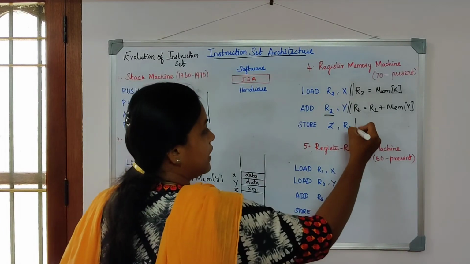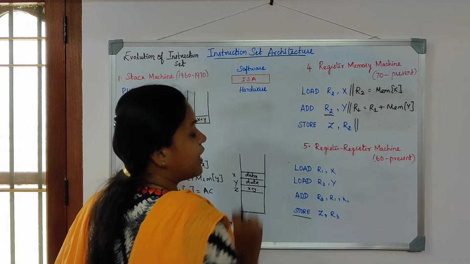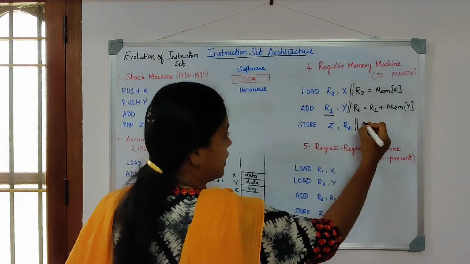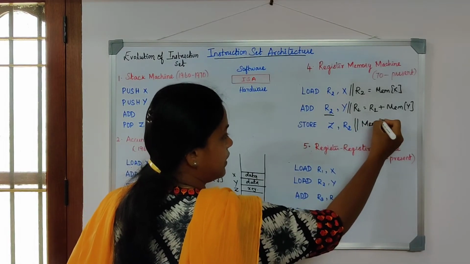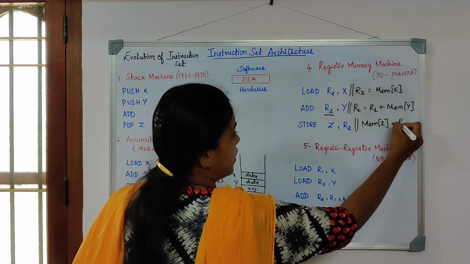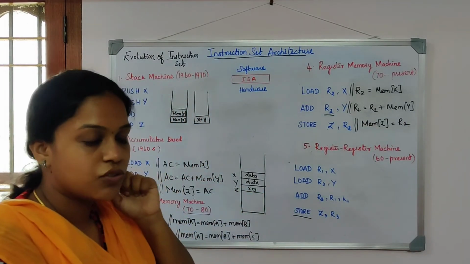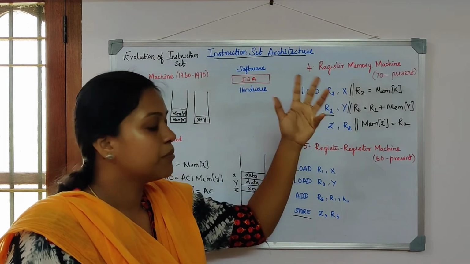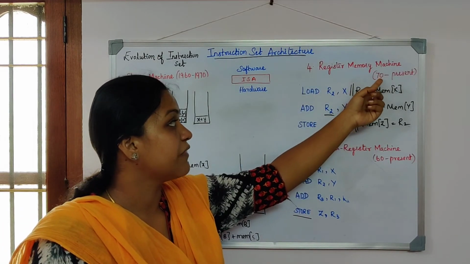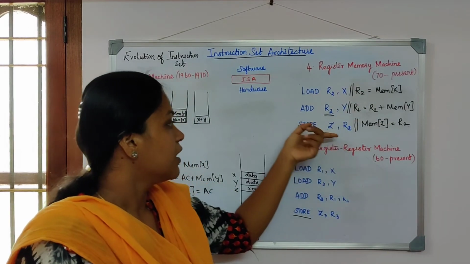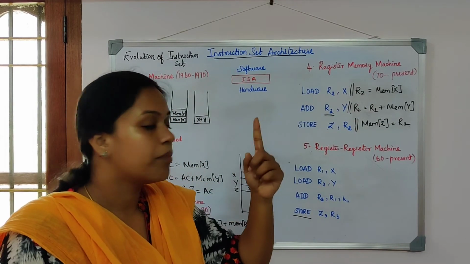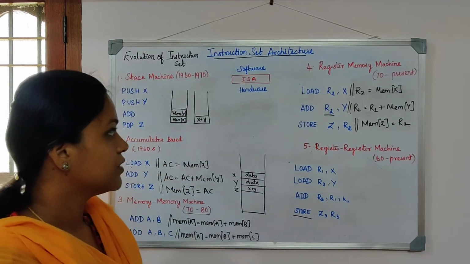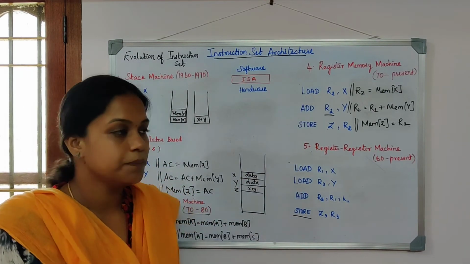Okay, the final step is, the computed value that is present in R2 is written back to the memory at the location Z. So memory Z is equal to R2. So this is the expansion of the instruction here. As we said, the register-memory machine, which has been used from the 70s till present, involves one operand in the register and the other operand in the memory. So this is all about the register-memory machine.